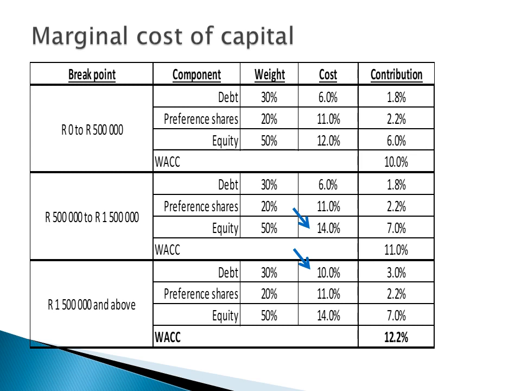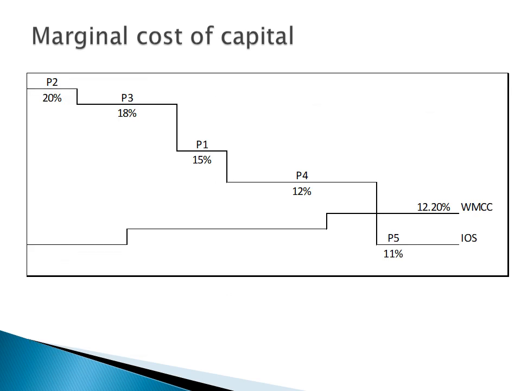So let's put it in a bit of a visual environment. The bottom line represents the weighted average cost of capital. You'll remember it was 10%, then 11%, and it ended up at 12.2%.